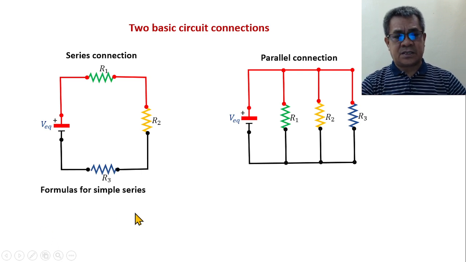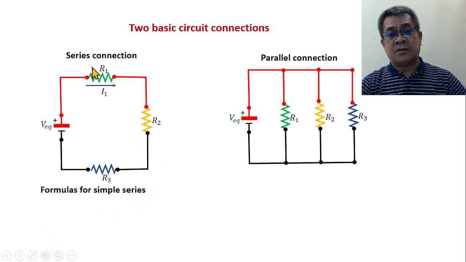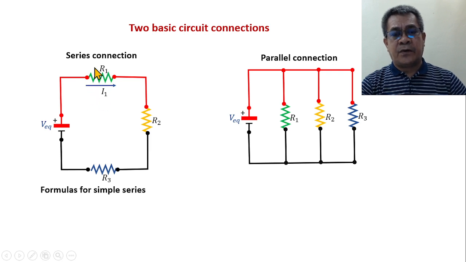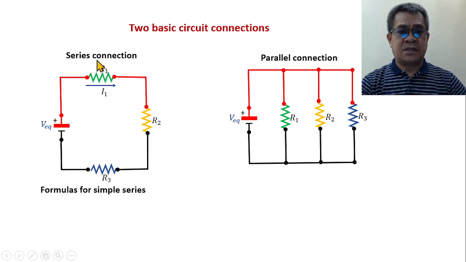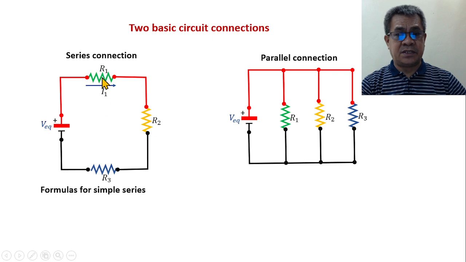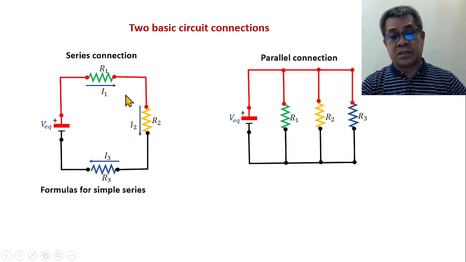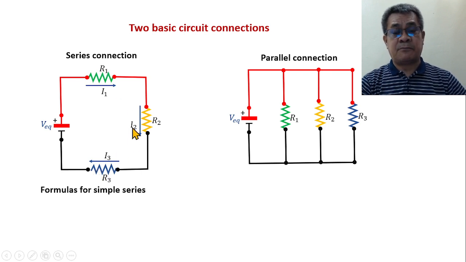What are the formulas in simple series? Now take note, as I've said, that if we have the resistor, then there must be a corresponding current, which means that in R1 we have I1, in R2 we have I2, in R3 we have I3, which corresponds to the current that passes through its resistor.